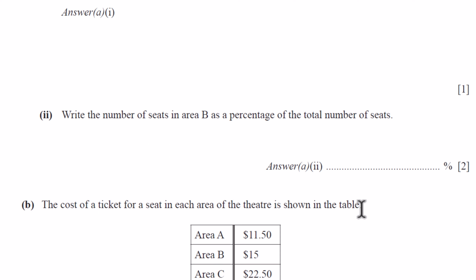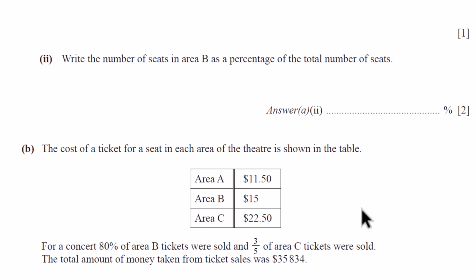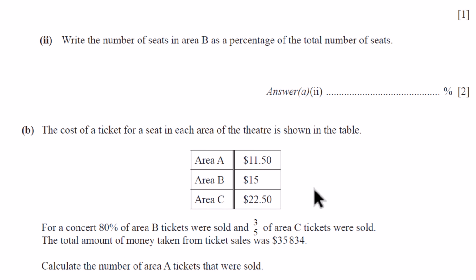And okay, if the cost of a ticket is given like this in the theater, for a concert, 80% of area B were sold, 3 over 5 of area C were sold. The total amount of money, okay, calculate the number of area.